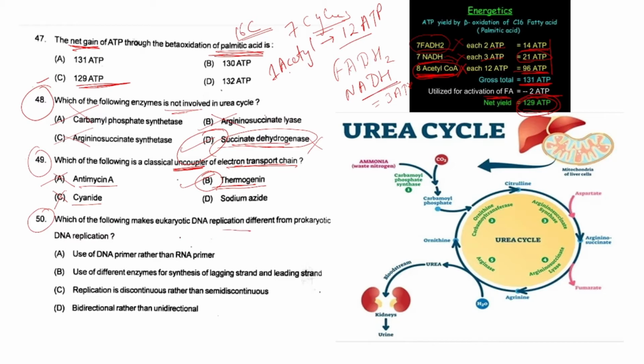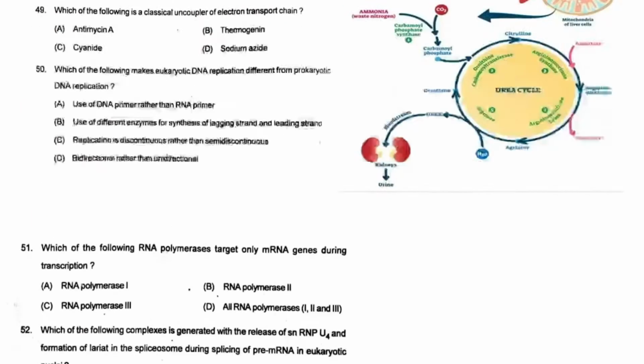Question number 50. Which of the following makes eukaryotic DNA replication different from prokaryotic DNA replication? Options are use of DNA primer rather than RNA primer. No. In eukaryotic as well as prokaryotic DNA replication, RNA is only used as primer. So this option is totally incorrect. Use of different enzymes for synthesis of lagging and leading strands. Yes, this can be true because there is a slight difference in the type of enzymes used in the DNA replication of prokaryotes and eukaryotes. So, moving to next question.